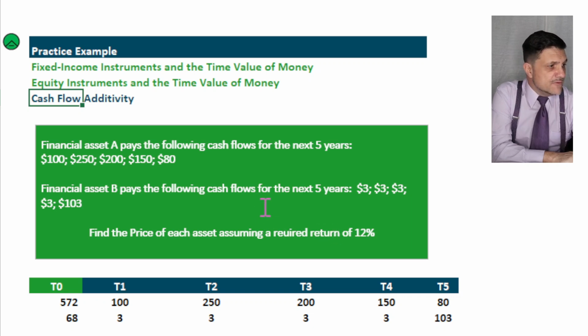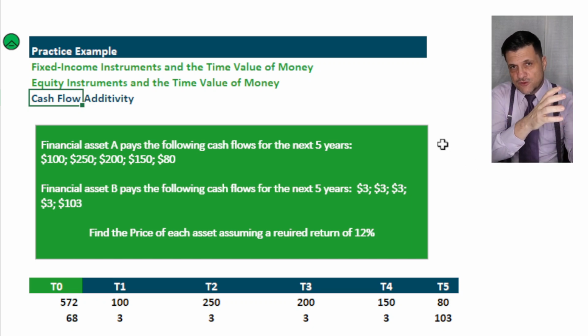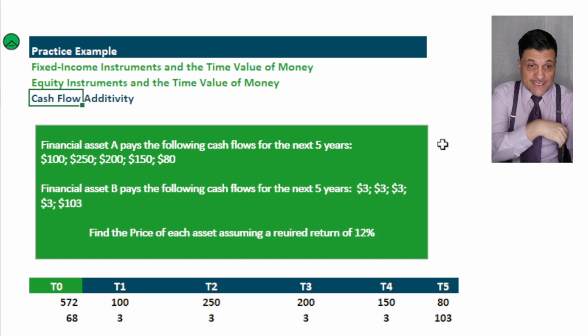Well, what are you doing here? First of all, remember, you're going to have to use that technique I mentioned to you. All the future benefits should be discounted to the present to figure out the price today. So that's what I'm going to do here.